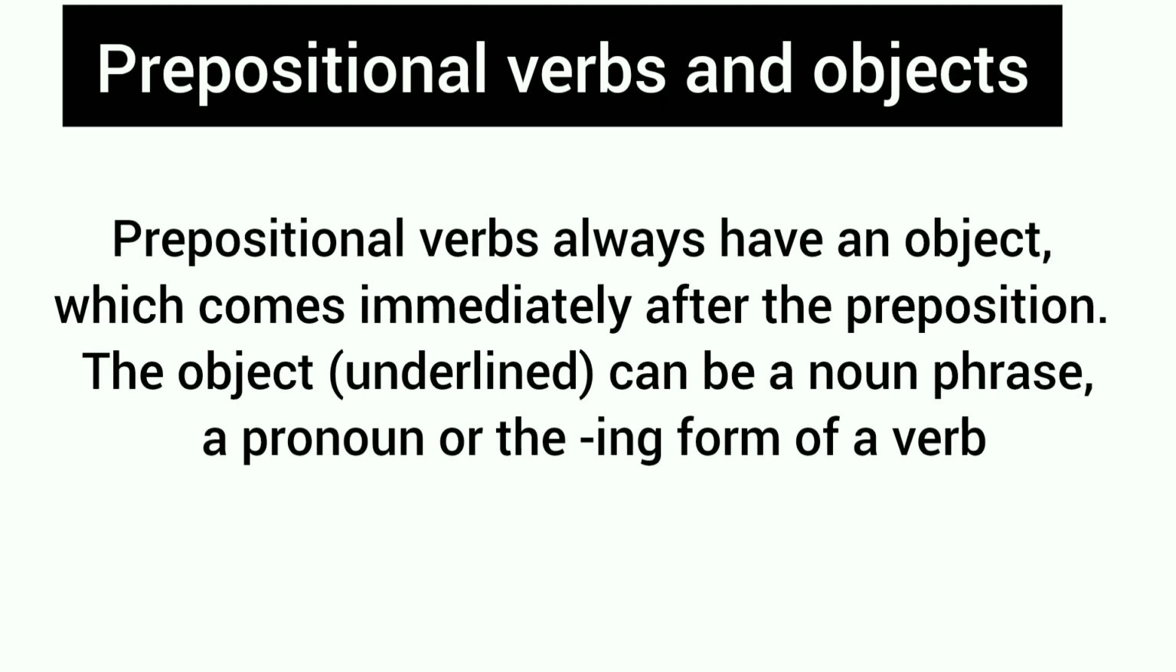Now let's move to prepositional verbs and objects. Prepositional verbs always have an object, which comes immediately after the preposition. The object is underlined. It can be a noun phrase, a pronoun or the ing form of a verb.